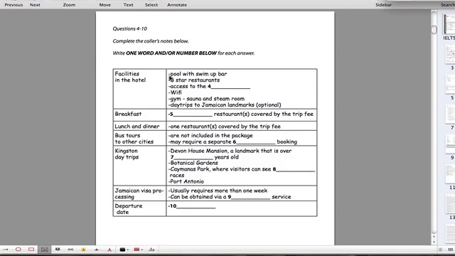We heard the facilities in the hotel. She went one by one through all of them. And you probably caught that she stated there is beach access. So the answer to this would be access to the. And of course, we predicted correctly, it is a noun. So this should be beach.